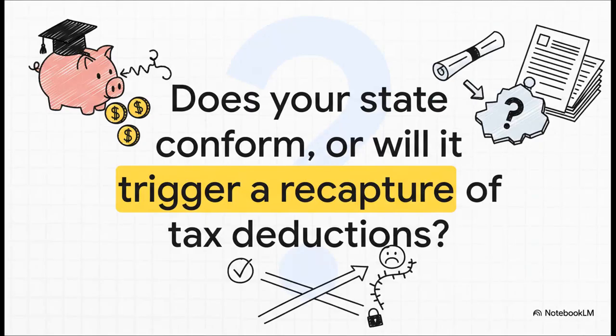And I'm going to leave you with this one last critical question. We figured out the whole federal side of things, but what about your state? See, a lot of states that give you a tax deduction for putting money into a 529 have rules to recapture or claw back that deduction if you take it out for non-qualified reasons. So the final piece of your homework is to check your state's tax laws. Do they follow the federal government's lead and waive the penalty, or will they hit you with a state tax bill? That is the final hurdle you need to clear.